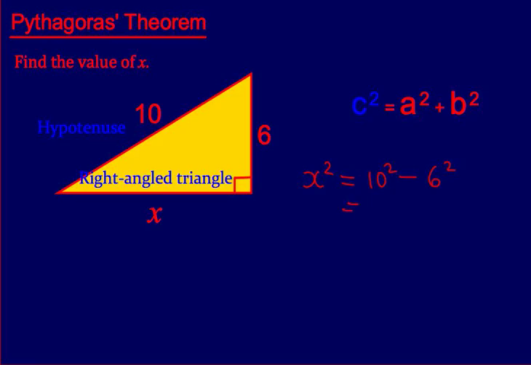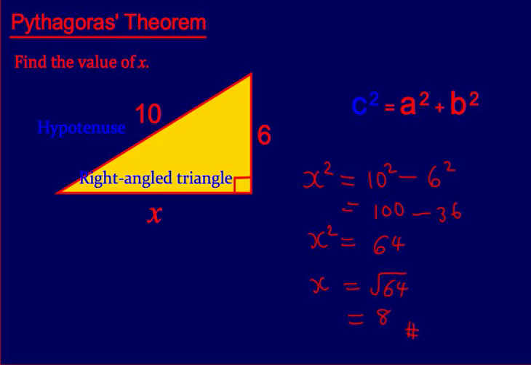Now that is 100, and 6 squared is 36. Therefore, x squared is 100 take away 36, which gives you 64. x equals the square root of 64, which is 8. There you go. We managed to find the value of x.